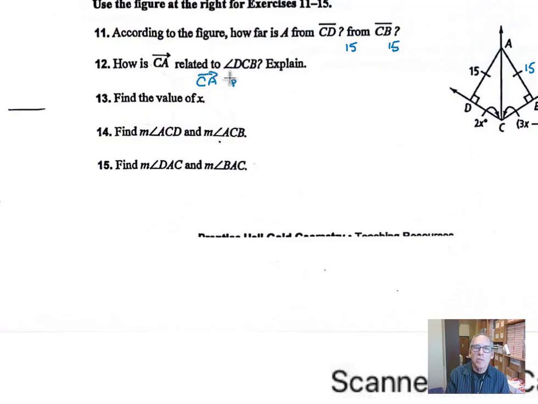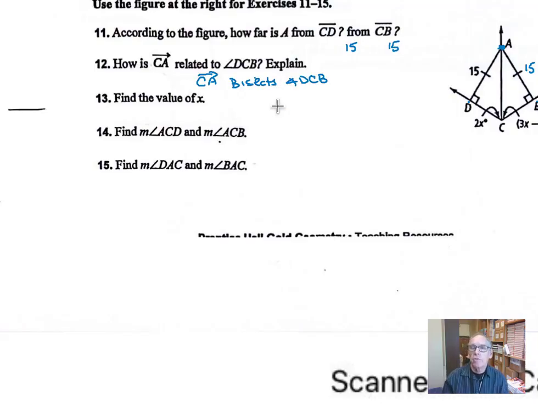So CA bisects angle DCB. And one way of knowing that is that a point on the angle bisector is equidistant from each one of the sides. So they're showing us that this point A is equidistant from the CD side of the angle and also from the CB side of the angle. So that puts A on the angle bisector. So that's how we know that CA is an angle bisector.